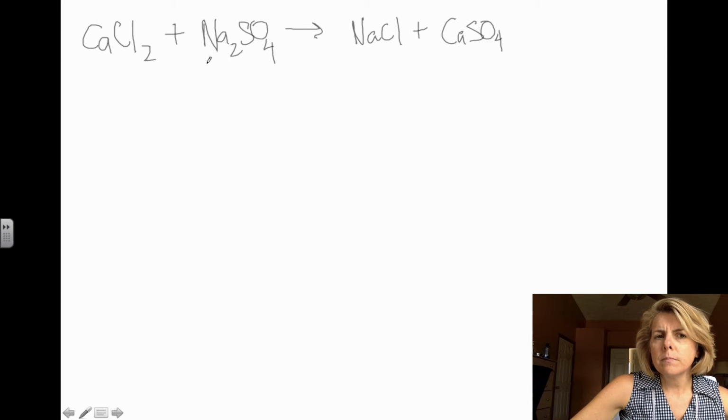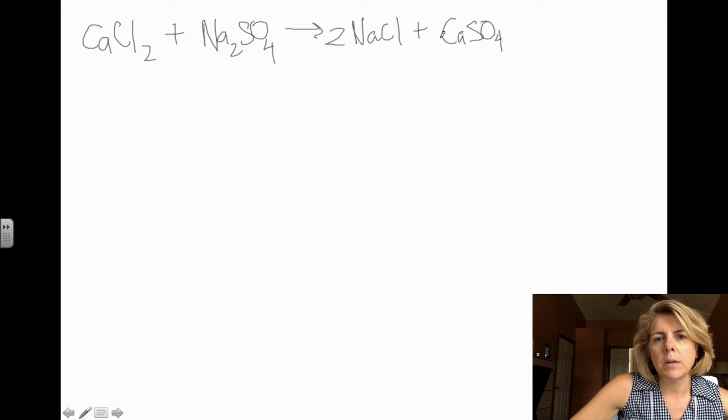Now, this is not balanced, okay? So once you write down the chemical formulas, you want to make sure you balance it out. And the way I balanced this out is I had to put a 2 in front of sodium chloride.